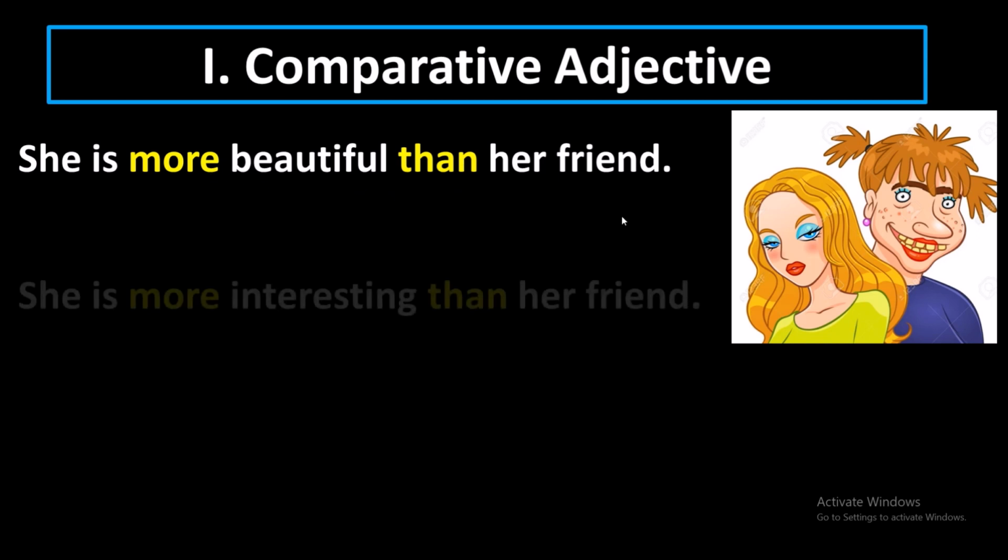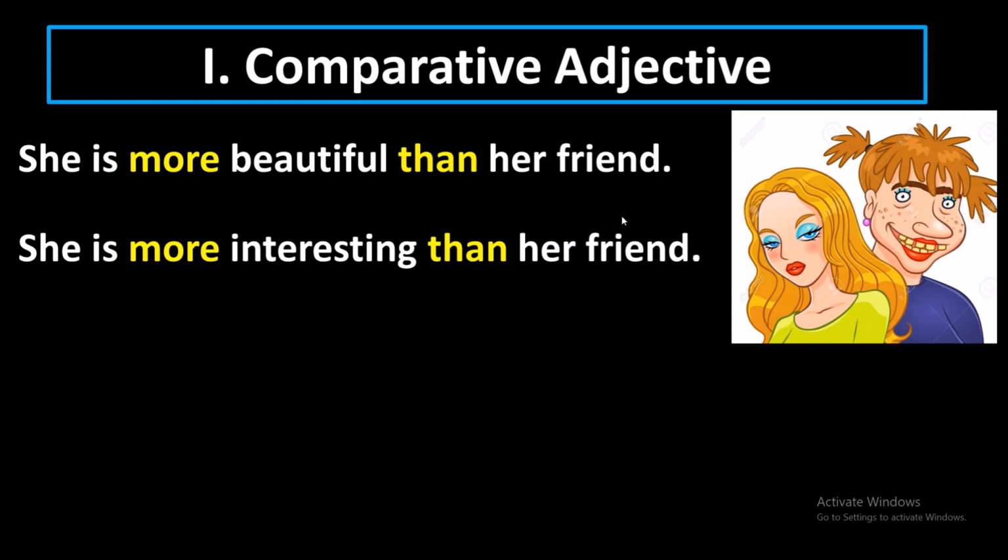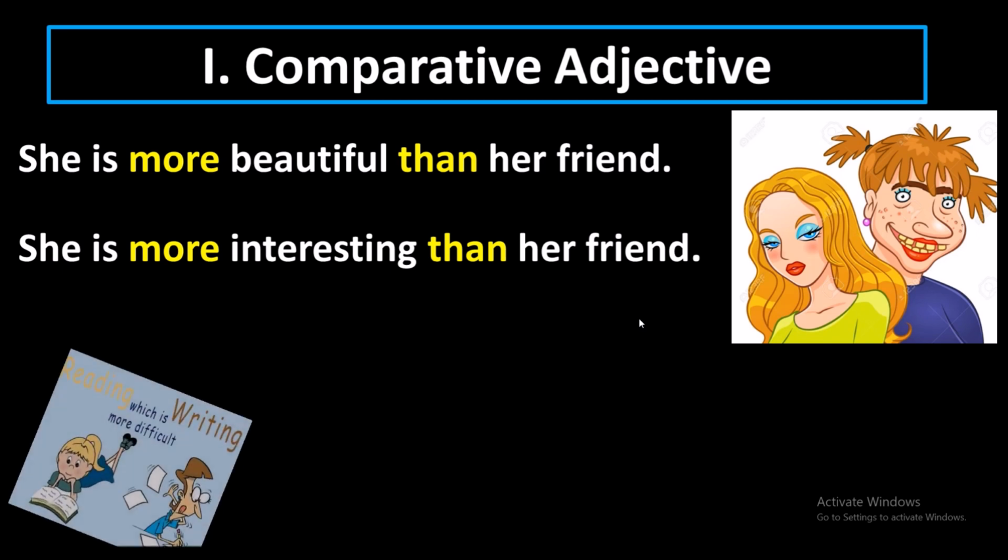Okay, another example. She is more interesting than her friend. So if somebody is more beautiful, somebody is more interesting. So again, the yellow shirt girl, she is more interesting than her friends. And we do not say interestinger than. The right way to say is more interesting than.